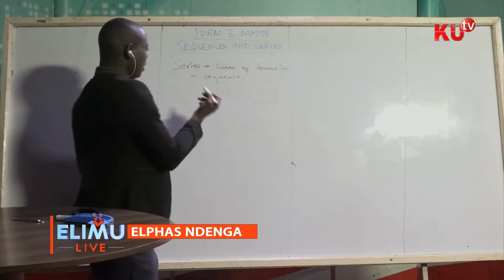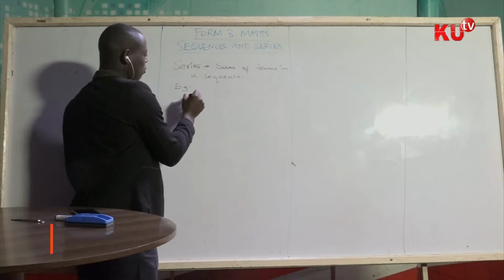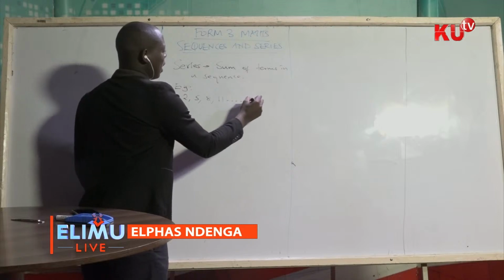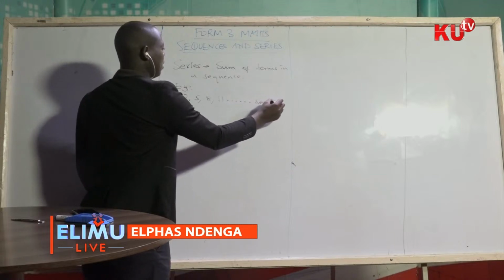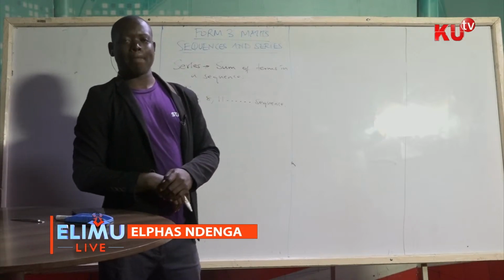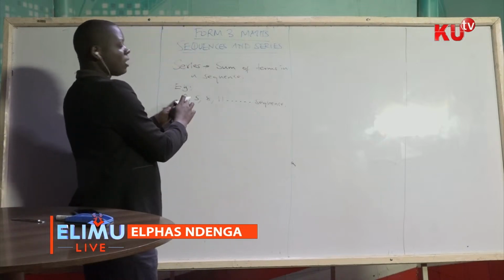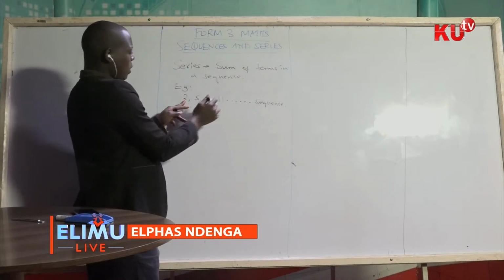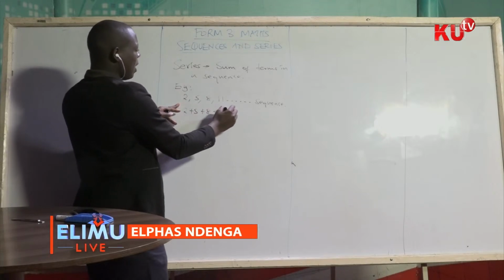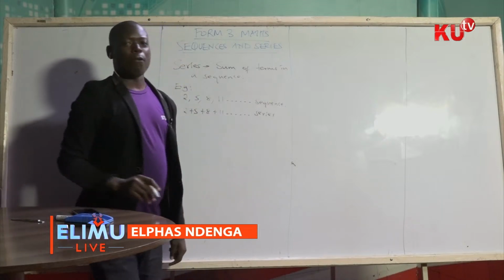For example, if I have 2, 5, 8, 11, this is a sequence, a pattern of numbers. But when it comes to a series, it means you sum the terms in a sequence. So now this becomes 2 plus 5 plus 8 plus 11. Do not write the answer, because this is simply a representation of a series.